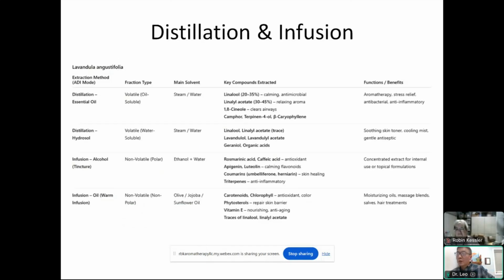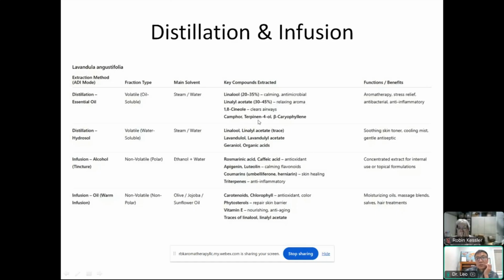A little summary of today's talk. We talked about the distillation and infusion of the herb. When we make the essential oil through distillation, we are extracting the volatile compounds, the oil phase, and it's a lavender essential oil. I talked about linalool. That's one of the major compounds. It has calming, antimicrobial benefits, and linalyl acetate has relaxing benefits.